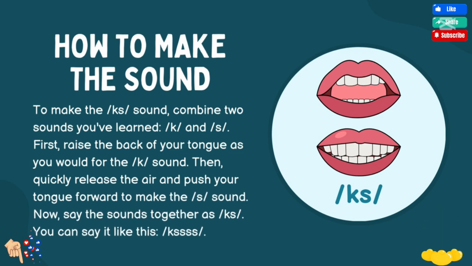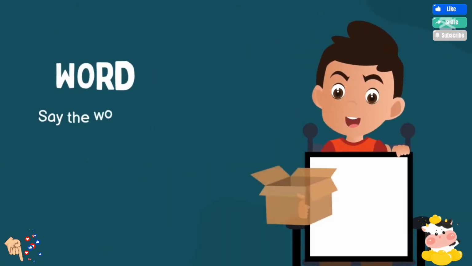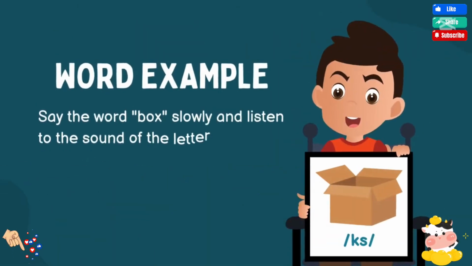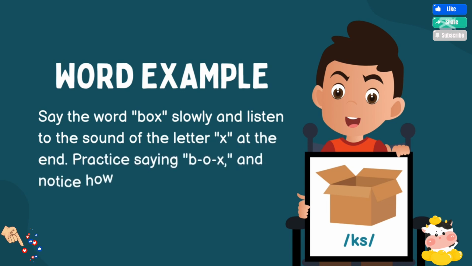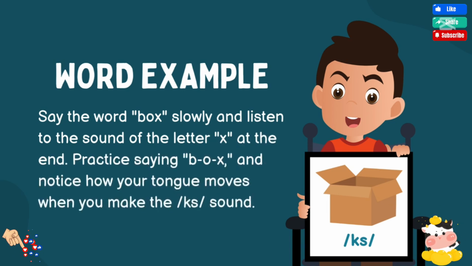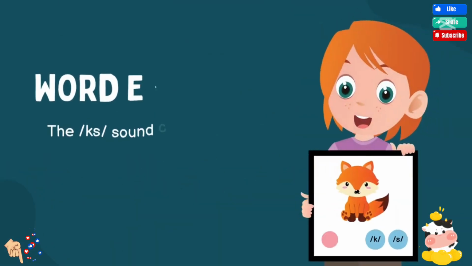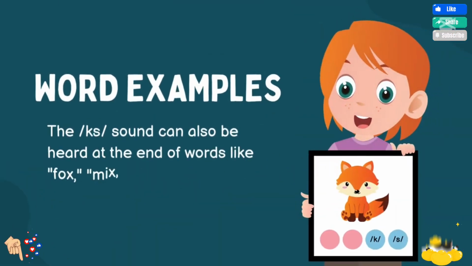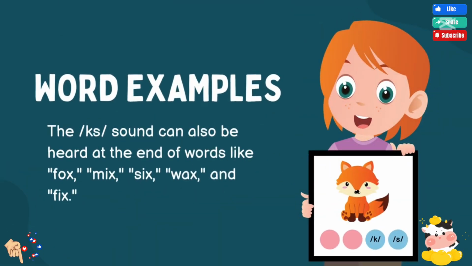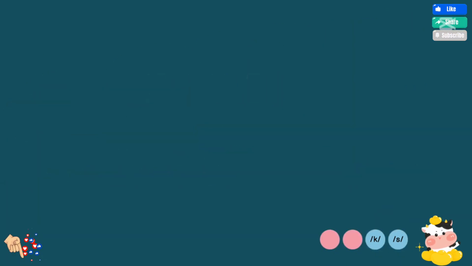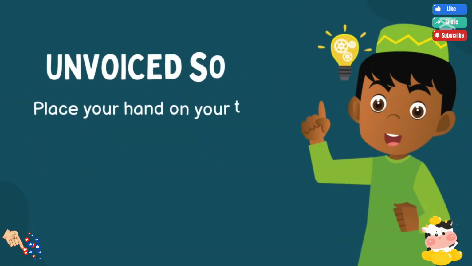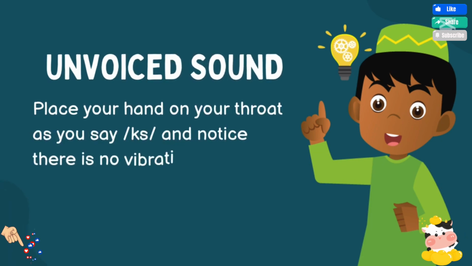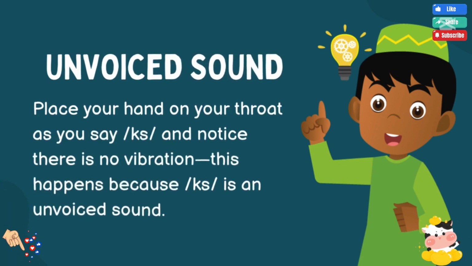Word example. Say the word box slowly and listen to the sound of the letter X at the end. Practice saying box and notice how your tongue moves when you make the KS sound. The X sound can also be heard at the end of words like fox, mix, six, wax, and fix. Unvoiced sound. Place your hand on your throat as you say X and notice there is no vibration. This happens because KS is an unvoiced sound.